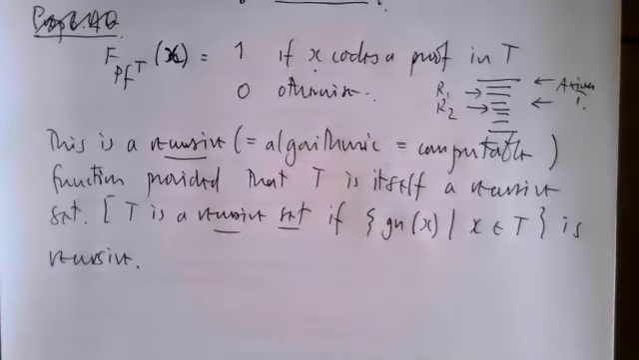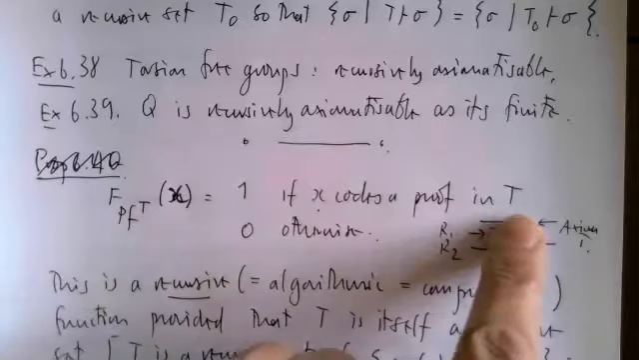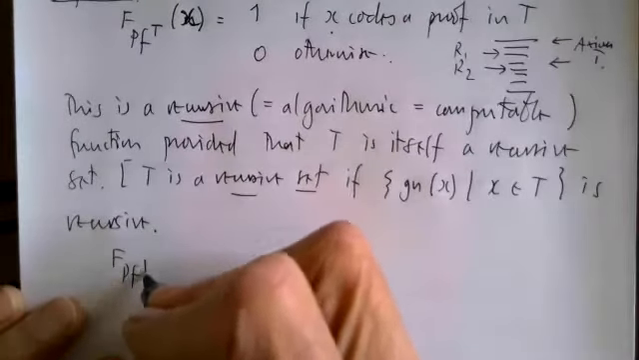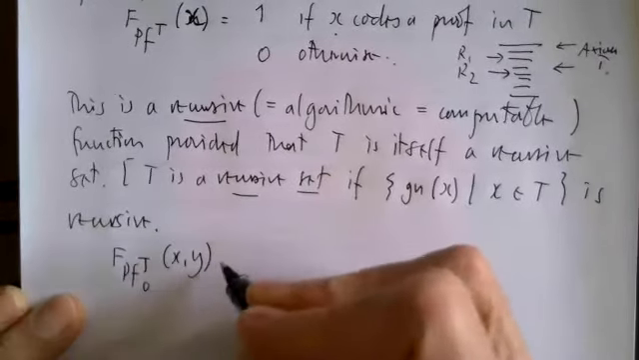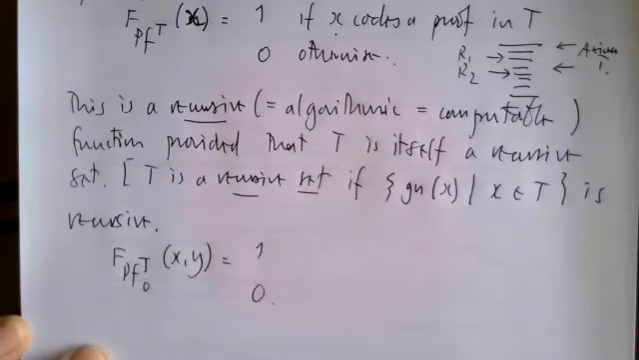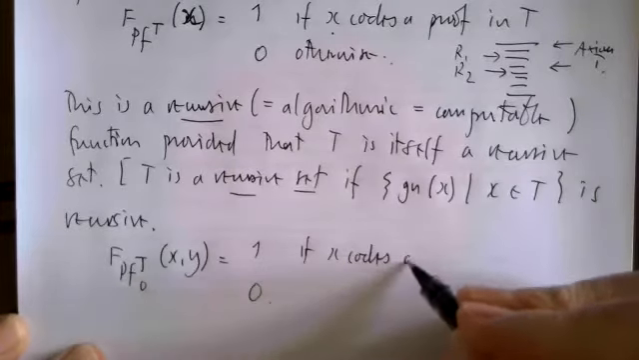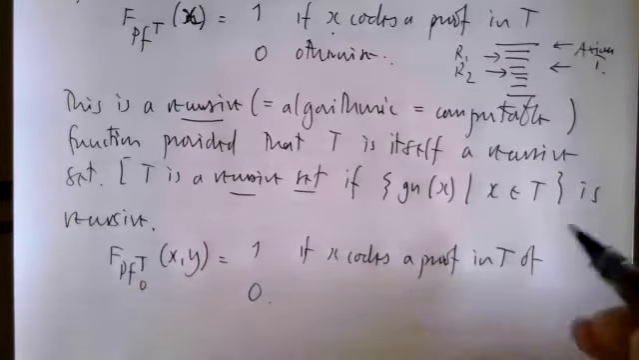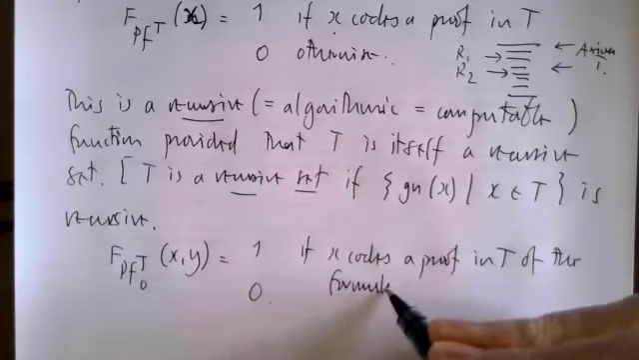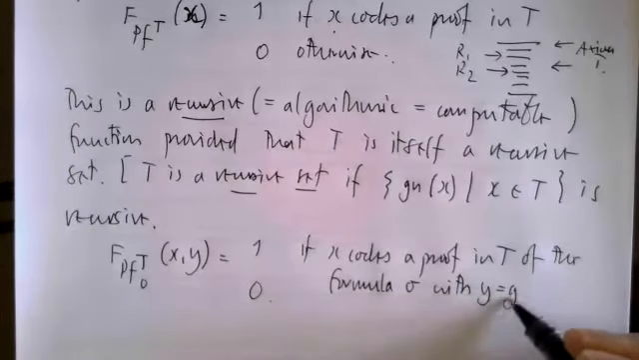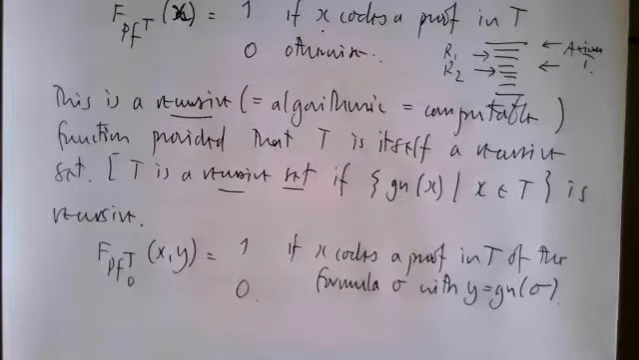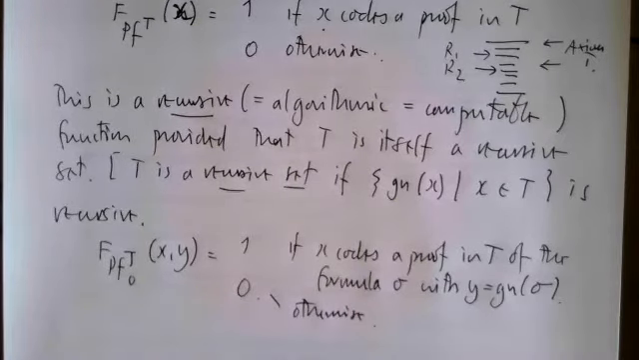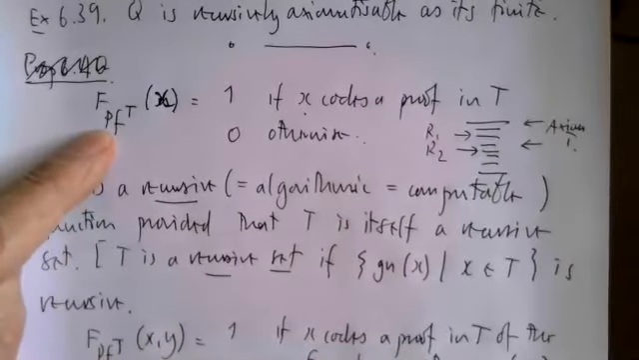Okay. So if T is given to me by an algorithm, this is an algorithmic function. So is this then. So this is 1, 0: 1 if x codes a proof in T of the formula with Gödel number y, and 0 otherwise. So this is just a variant on the one above here.